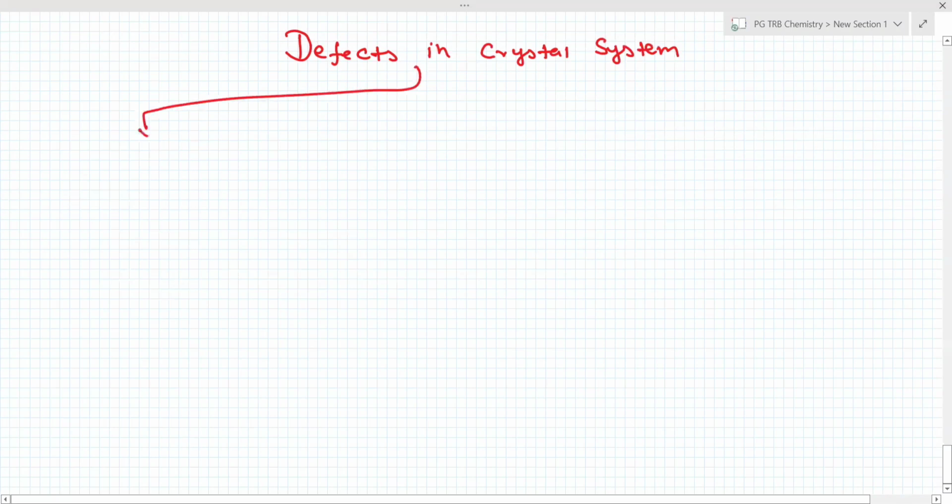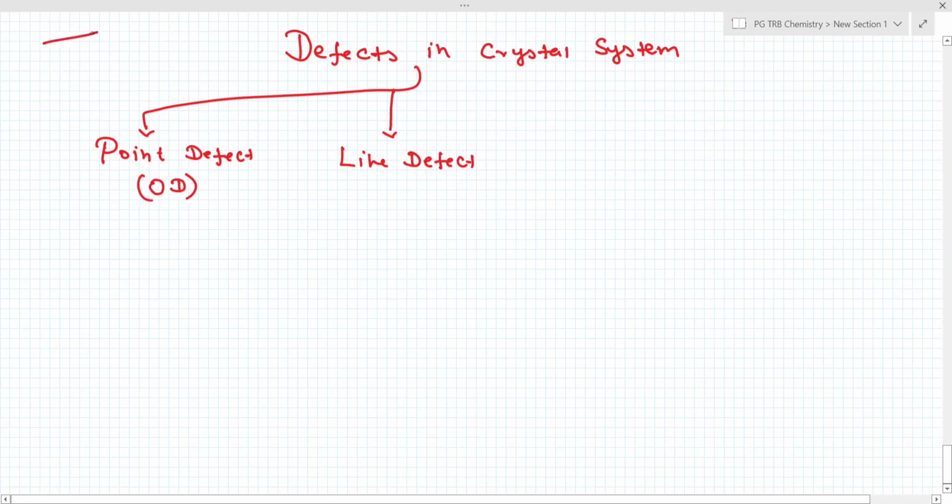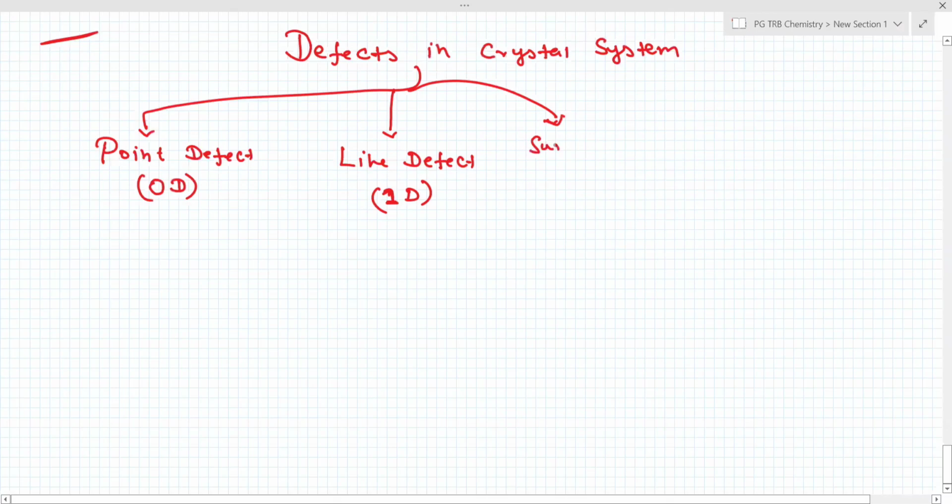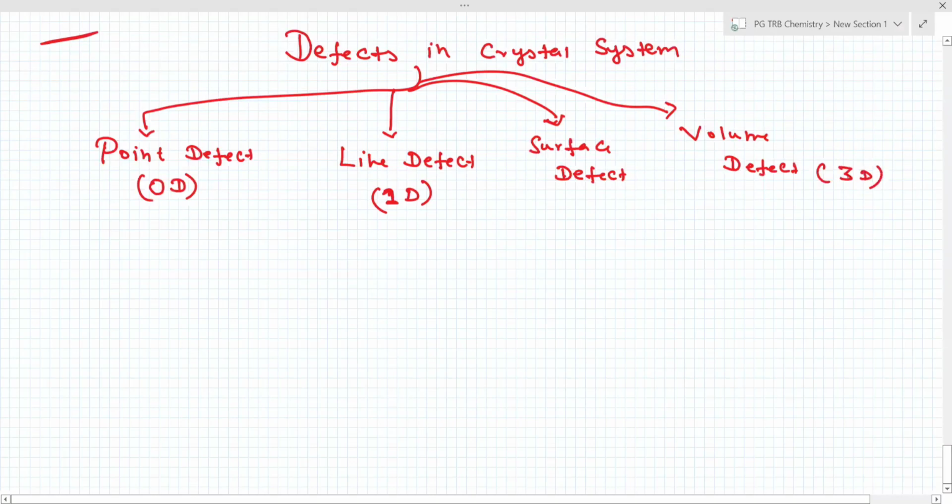Okay, in general, the first type is point defect. The second one is line defect. Next, surface defects. Next, volume defect. Okay, volume is 3D, and surface is 2D.